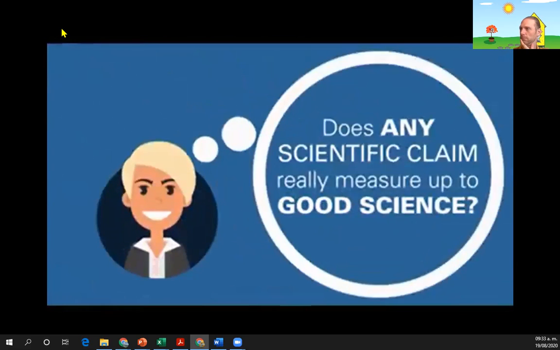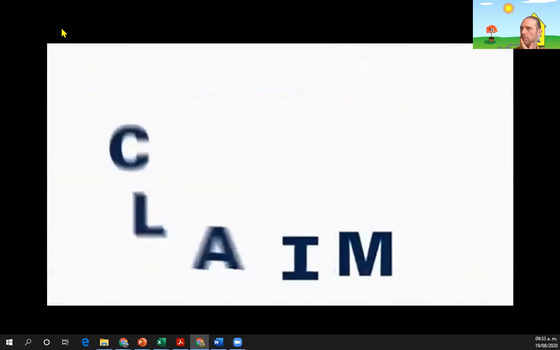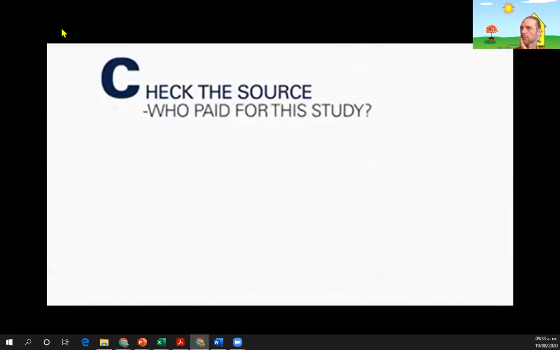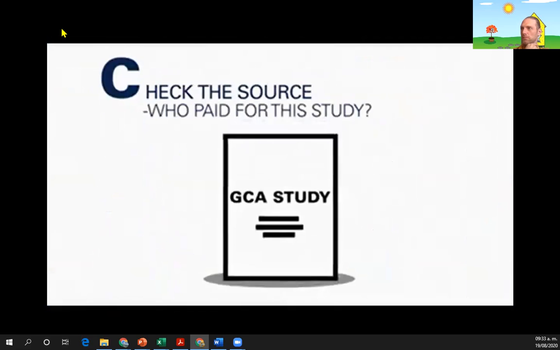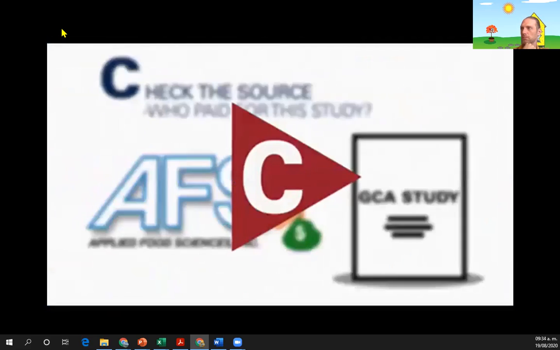So how can you determine if any scientific claim really measures up to good science? This is how we evaluated the miracle pill claim. First, we check the source. Who paid for this study? In this case, the fake GCA study was funded by the sellers of GCA. Funding by anyone with a financial interest is a red warning flag.